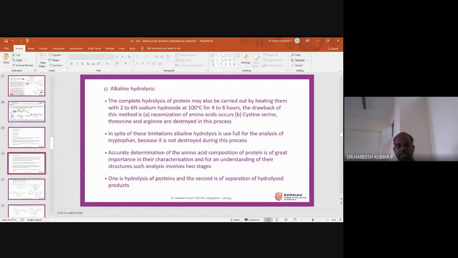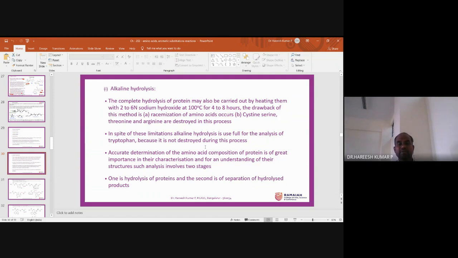Such analysis involves two stages. One is hydrolysis of a peptide or a protein, and the second is separation of the hydrolyzed products. In this connection, cleavage of peptide by using acidic hydrolysis has certain disadvantages, and by using alkaline hydrolysis it also has certain disadvantages. That is the reason.